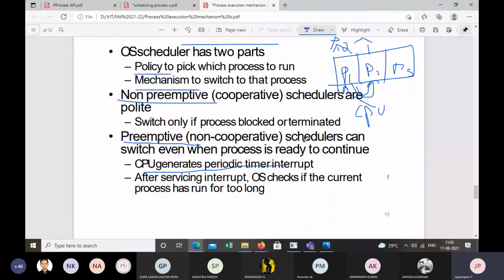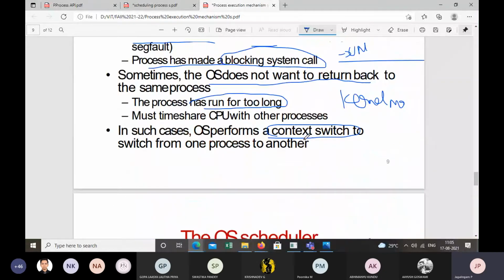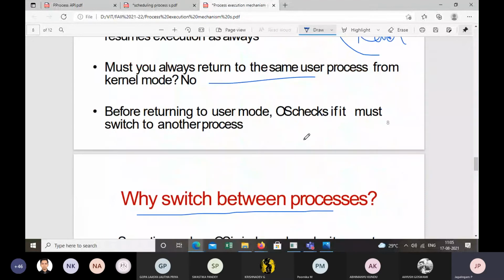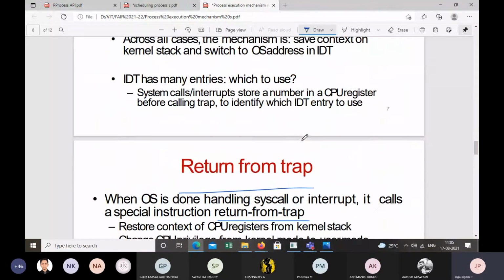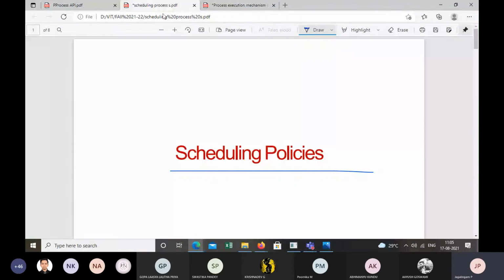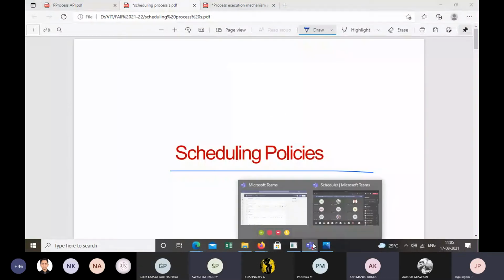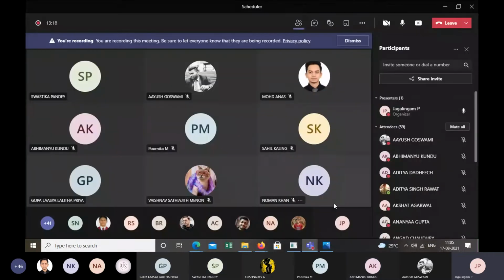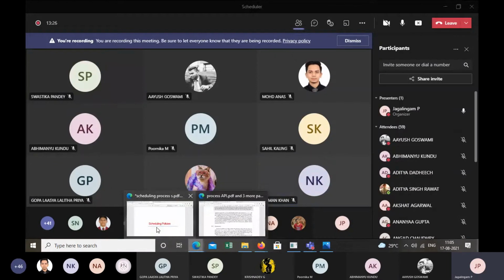So everyone understands this, right? The mechanism of trap instruction, return from trap, context, context switch. Everyone okay with this? Yes, sir. Can I have a loud answer from everyone? Is that okay with you? Yes, sir. Good, fine.